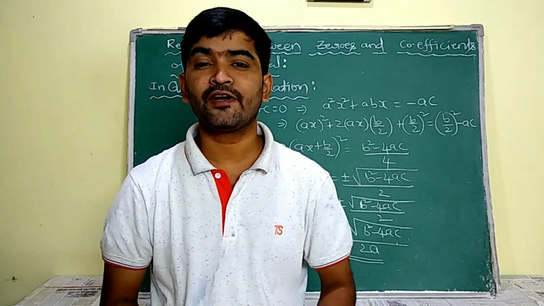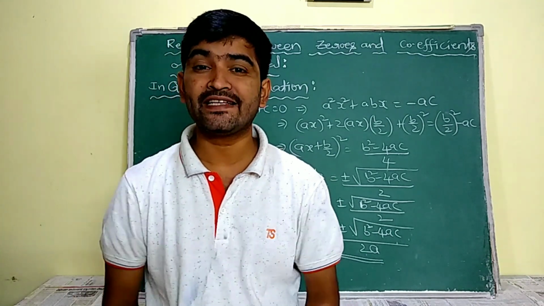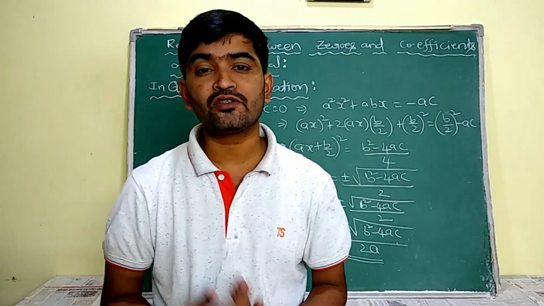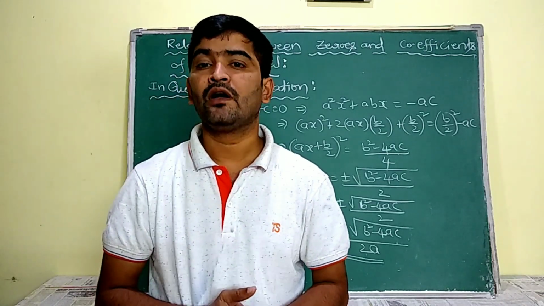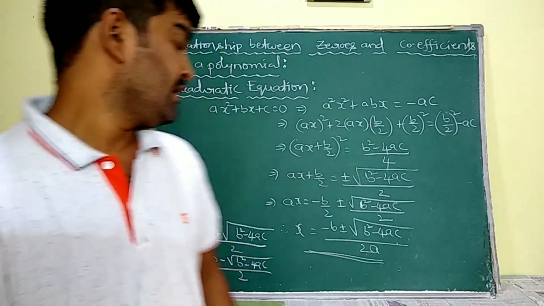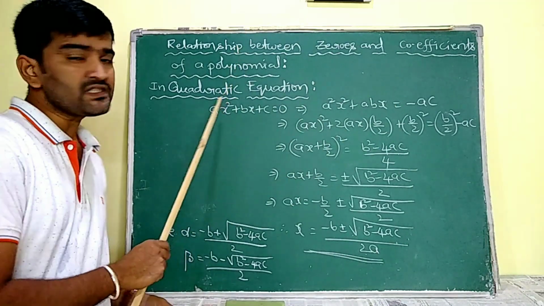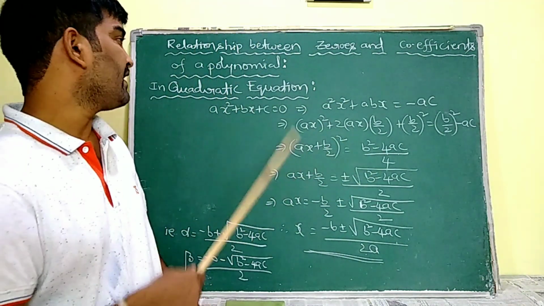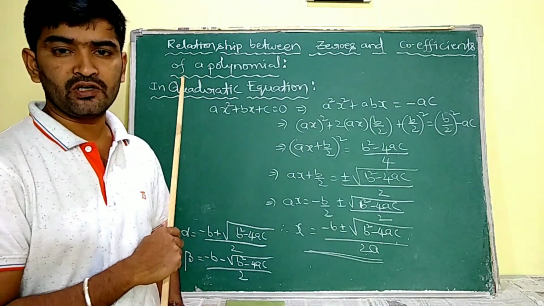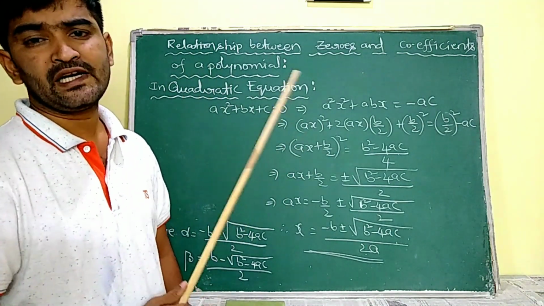Today in this video we are going to discuss the relationship between the zeros of a polynomial and the coefficients of that polynomial. Firstly, we are going to discuss the zeros and the coefficients of a quadratic polynomial, or quadratic equation. First we are going to discuss that.